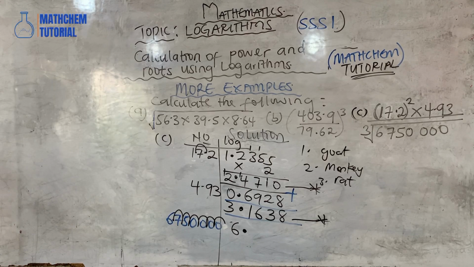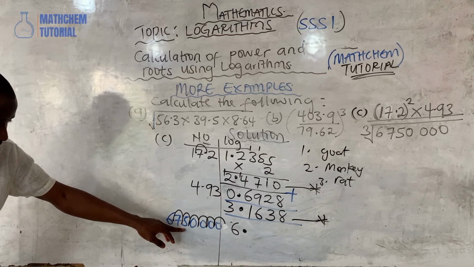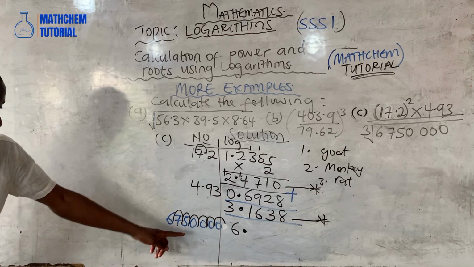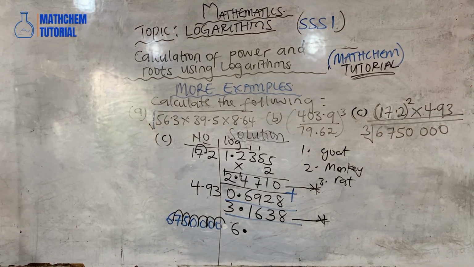Then what will I check on my 4-figure table? I'm going to check 67 under 5. If there is difference 0, I will check difference 0 and ignore the rest of the zeros. So 67 under 5 in my logarithm table.